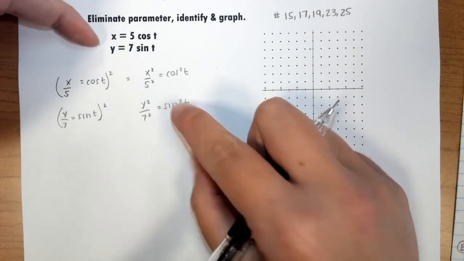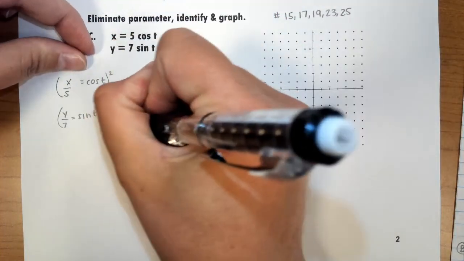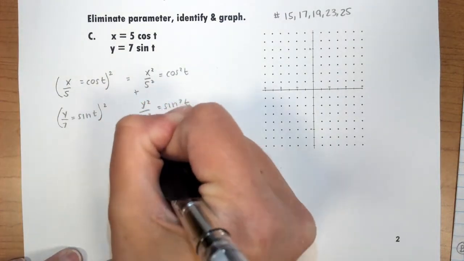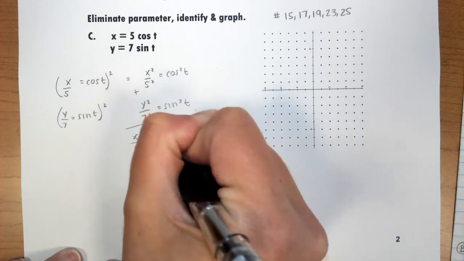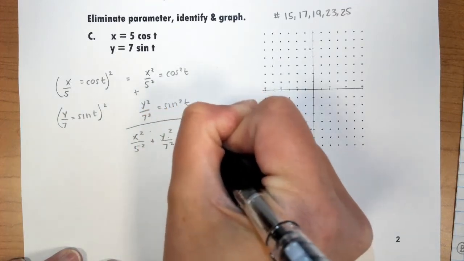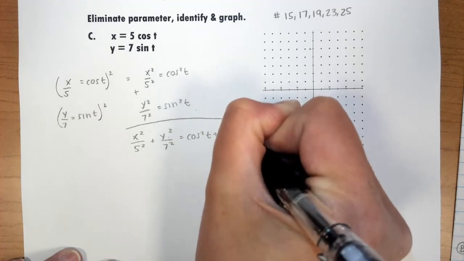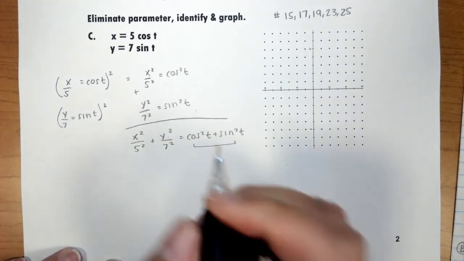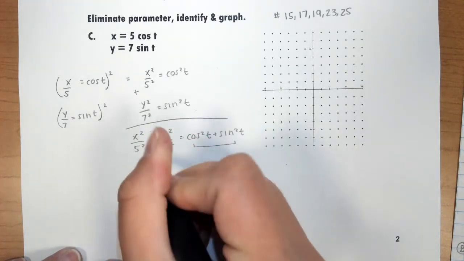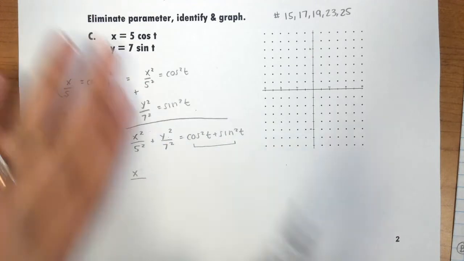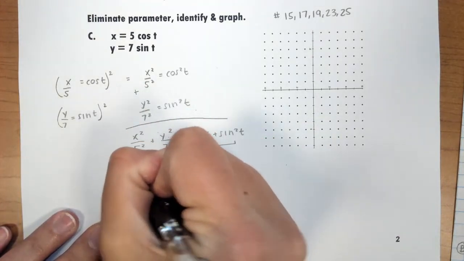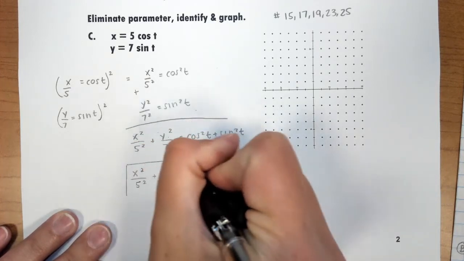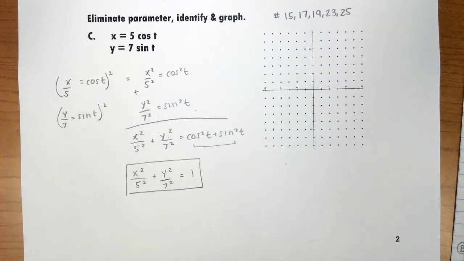We just manipulated them. So, if I combine them with addition, we're going to get x squared over 5 squared plus y squared over 7 squared is equal to the cosine squared of t plus the sine squared of t. Alright, don't forget those trig properties. They come back. We've got x squared over 5 squared plus y squared over 7 squared is equal to 1. That is the equation without the parameter.